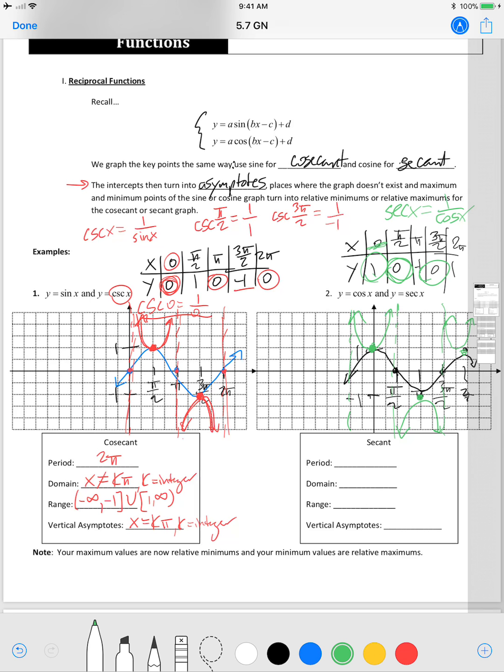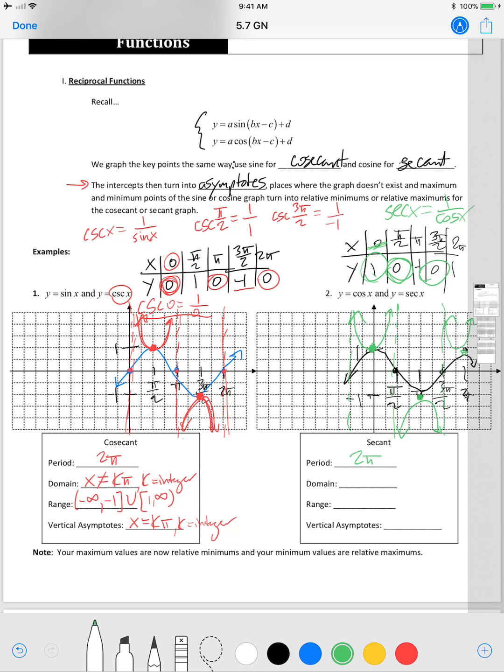If I want to know the secant of pi over 2, that's 1 over the cosine of pi over 2, or 1 over 0, which is undefined. That's why there's an asymptote there. So we can again ask some basic questions about the secant graph. The period is again 2 pi. It takes me 2 pi to complete one repetition of the secant graph.